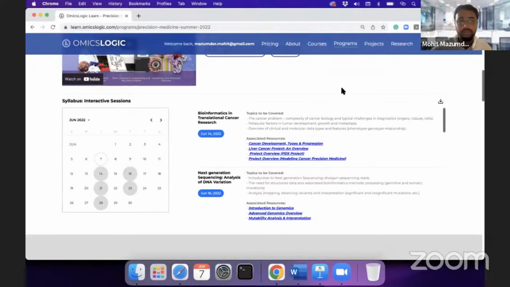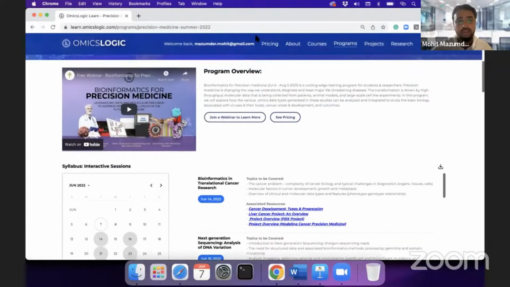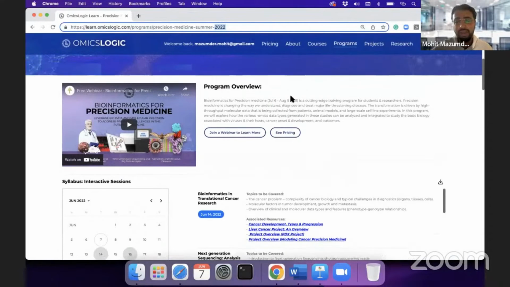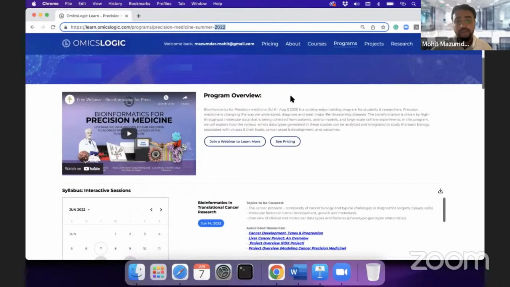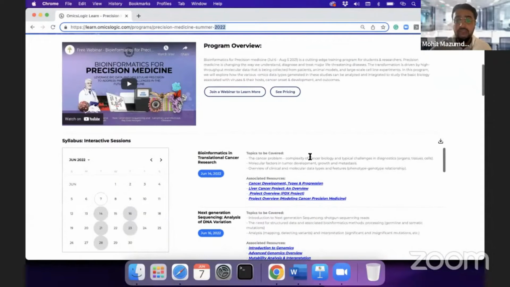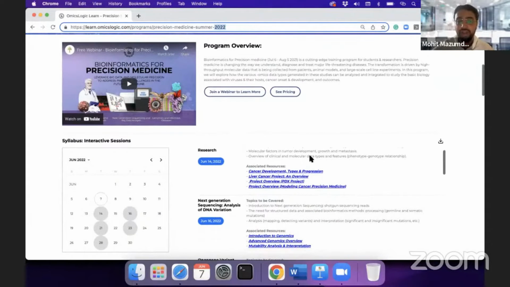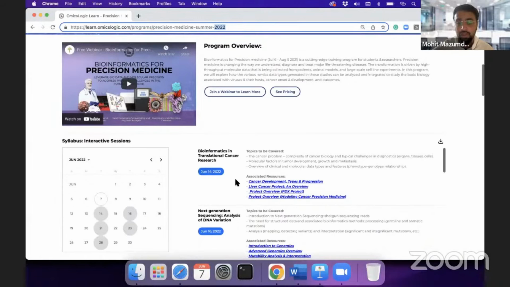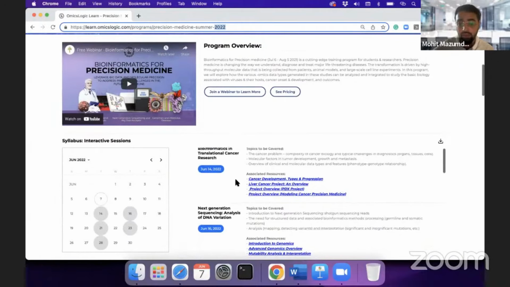So we have put together this program page on Learn OmicsLogic, and this is the link for this page that you'll find in the chat. In here, we have described the sessions with dates and the topics that will be covered. Along with that, very interestingly, you'll find the associated resources hyperlinked in this page. And this is a great place to overview the entire program, because we will have the first session on 14th of June, which will be the start of the program, where we will be discussing and taking you through the specific specialized sessions with experts.